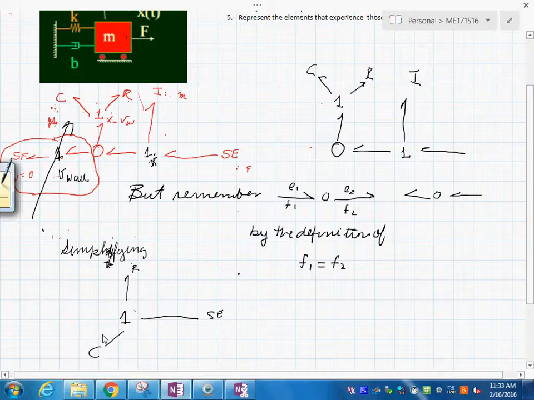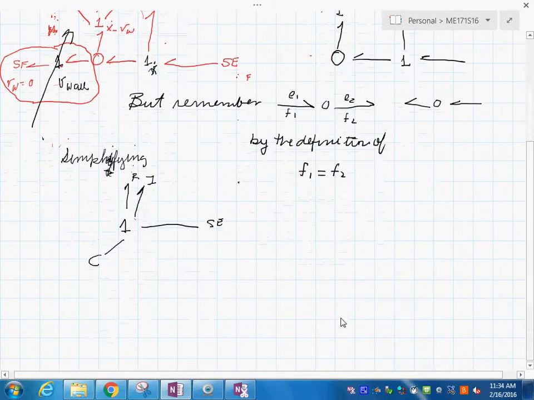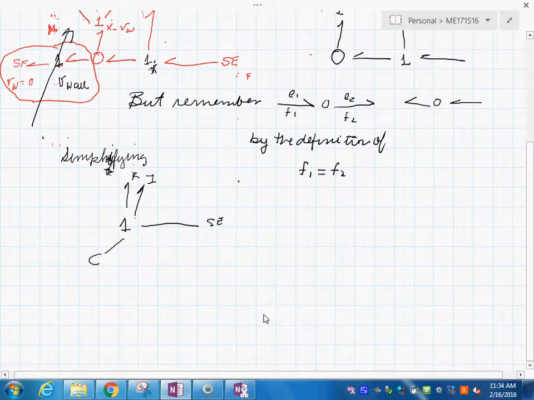Let me just make it a little pretty here. Perhaps this is a, there we go. You can put the bond numbers in there if you want, but the CAMG will do it for you. So this is the way we generate the block diagram, I mean the bond graph model.